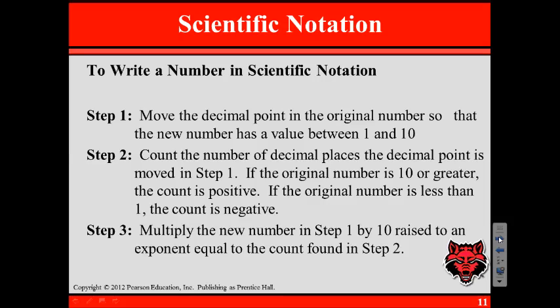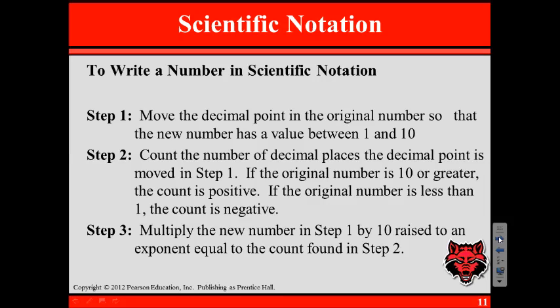These are the steps we will use to write a number in scientific notation. Step 1, we move the decimal point in the original number so that the new number has a value between 1 and 10. Sometimes we'll move the decimal to the right, sometimes to the left, but we move the decimal so that our new value is between 1 and 10.